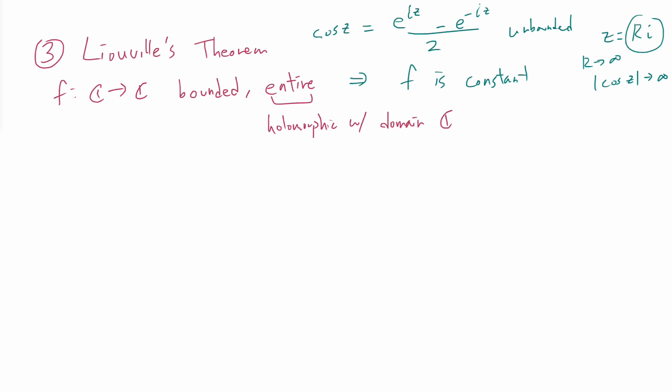So cosine is actually an unbounded function when the input is complex. So that's not a counterexample in the complex case, in fact. And Liouville's theorem is true. So how do we show this?